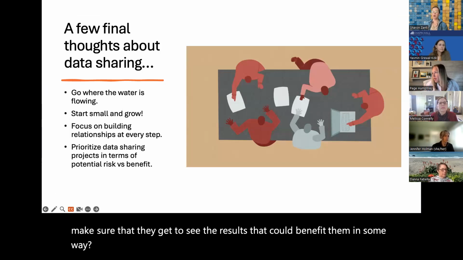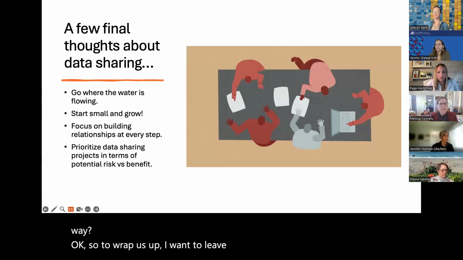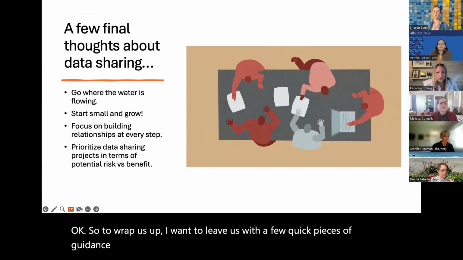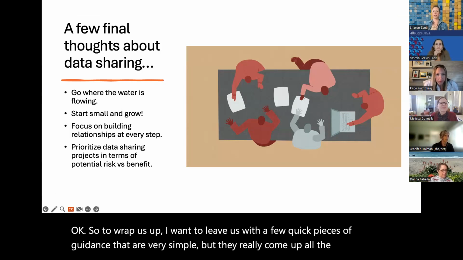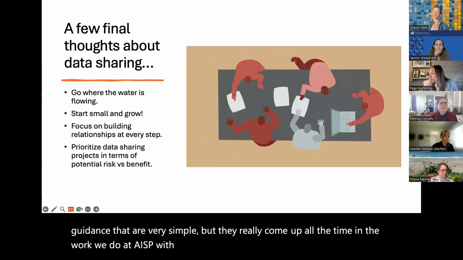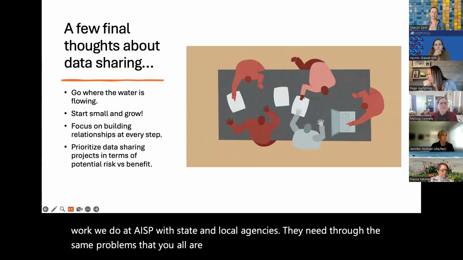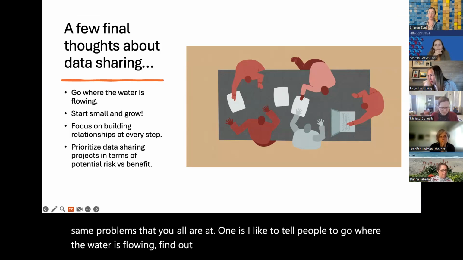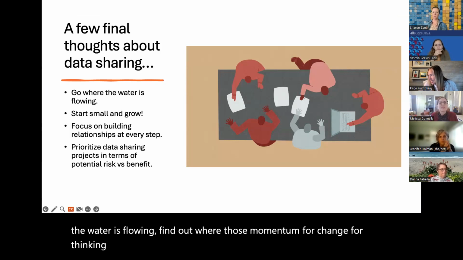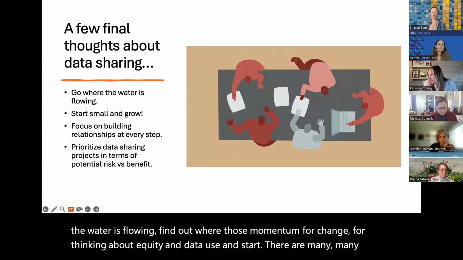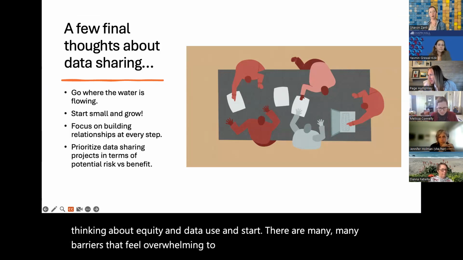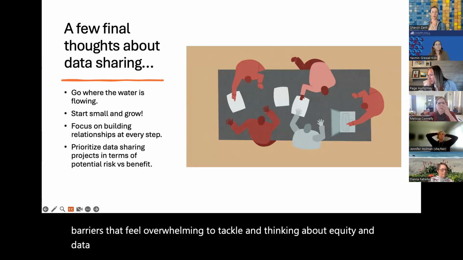Okay, so to wrap us up, I want to leave us with a few quick pieces of guidance that are very simple, but they really come up all the time in the work we do at AISP with state and local agencies, thinking through these same problems that you all are at. One is, I like to tell people to go where the water is flowing: find out where there's momentum for change, for thinking about equity and data use, and start there. There are many, many barriers that feel overwhelming to tackle in thinking about equity and data use. So don't start with those. Start with where there's some traction already.